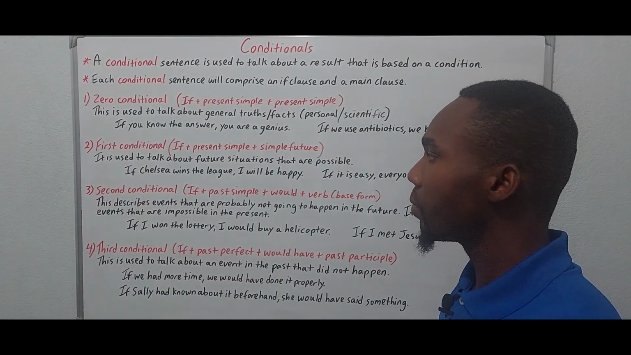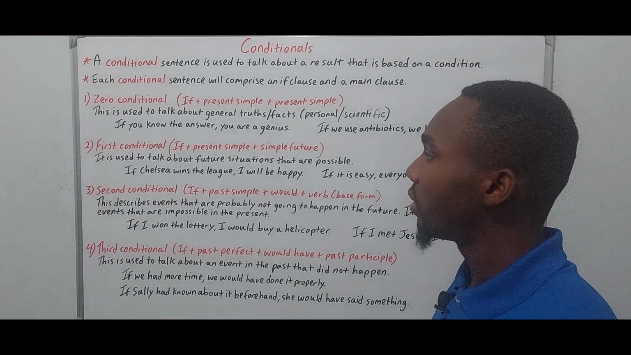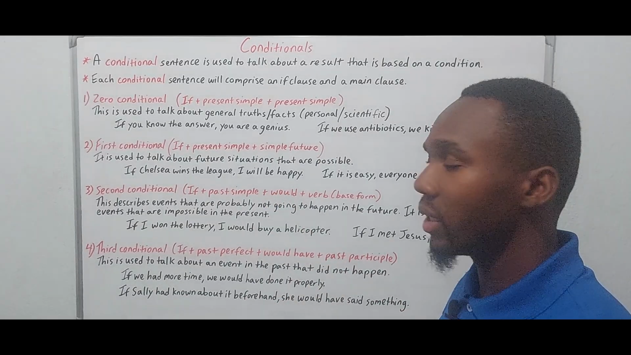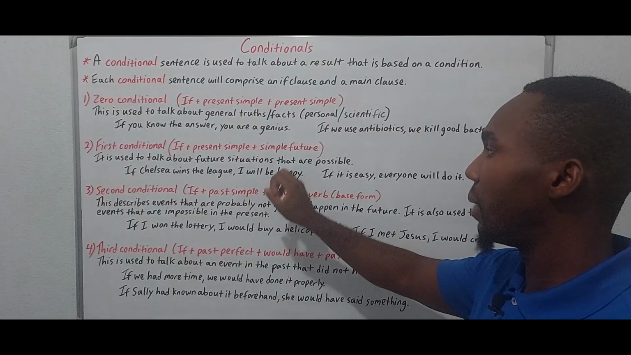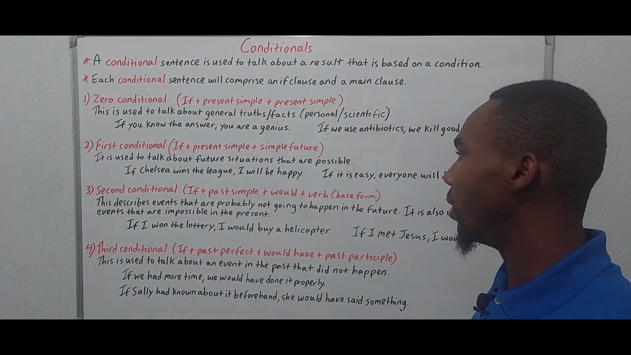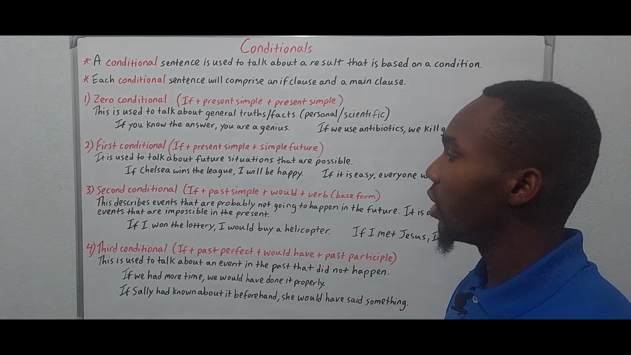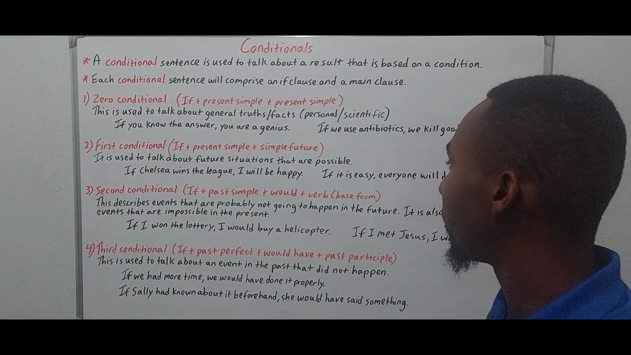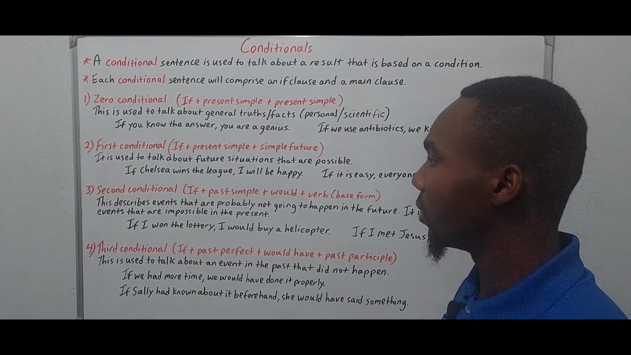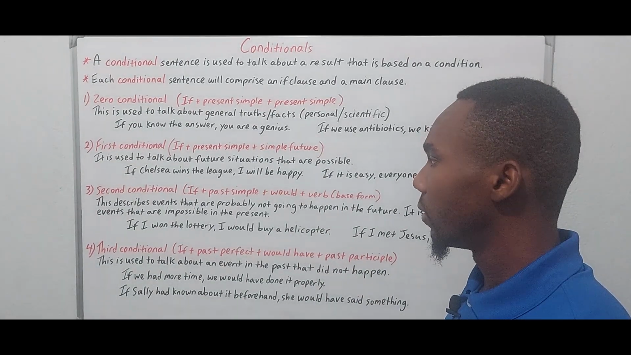All right? Moving along. Number 3, second conditional. So this structure is a bit more complicated. We have if followed by the past simple, followed by would, and then the verb in the base form, right? This describes events that are probably not going to happen in the future. It is also used to talk about events that are impossible in the present, all right?